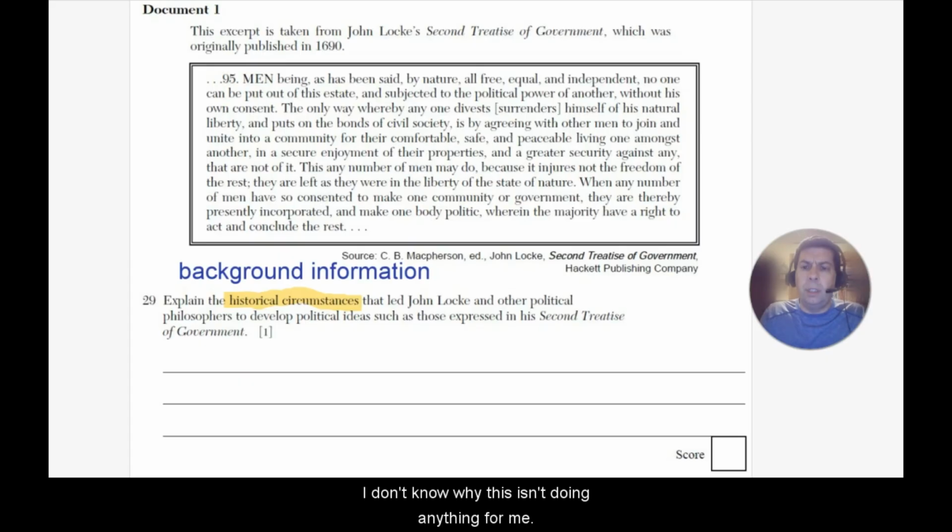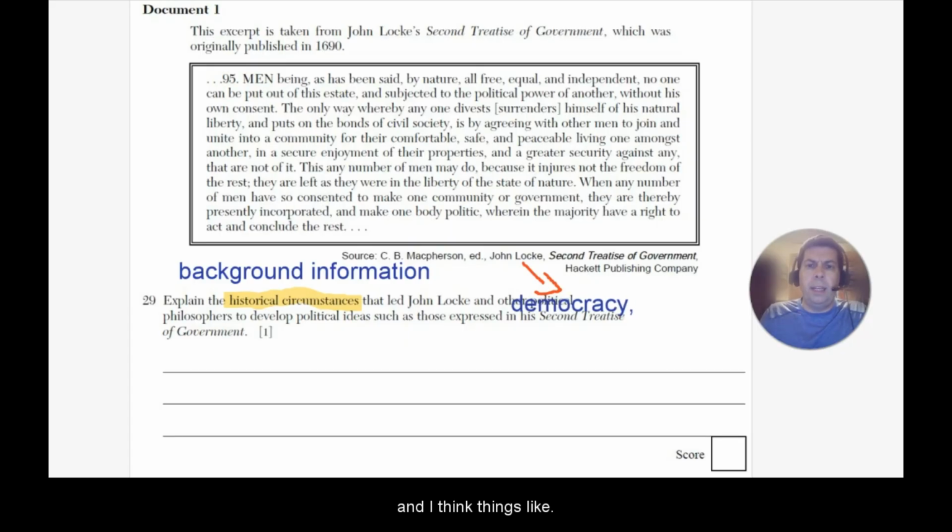So I see Locke's name, and I think things like democracy, and I think things like life. People have the rights to life, liberty, and property.